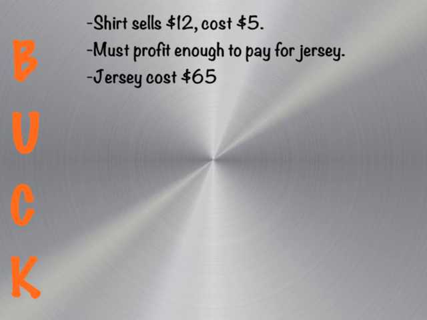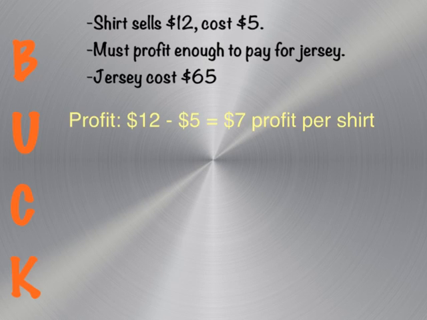So to figure that out, I'm going to take how much I sold one shirt for, and how much it cost me, and I want to know how much I made by doing that. So the profit's going to be $12 minus the $5 that it takes me to make the shirt, and I'm going to profit $7 per shirt that I sell.